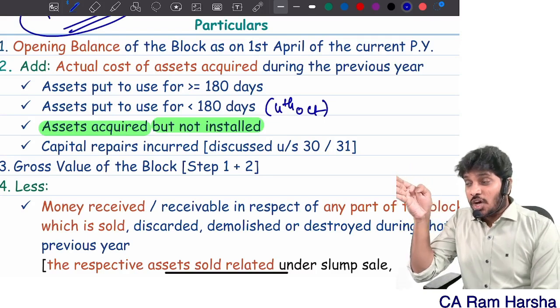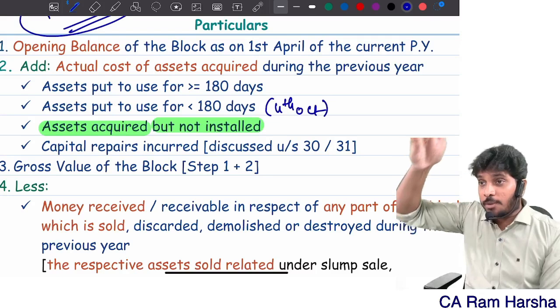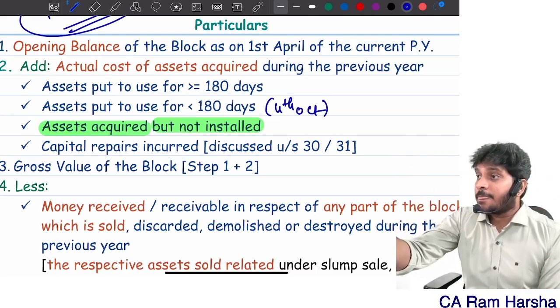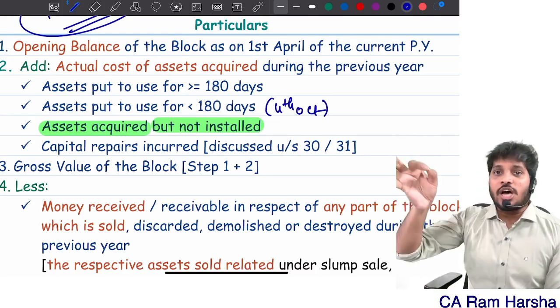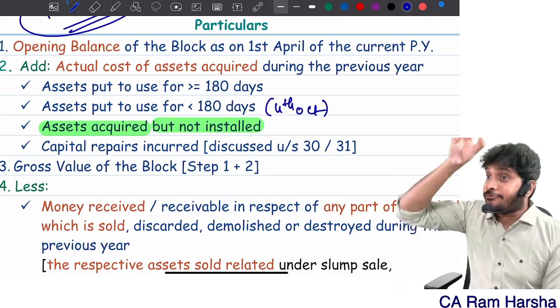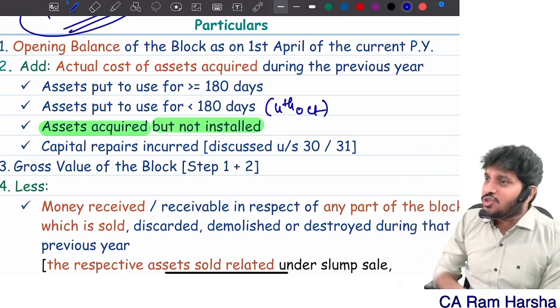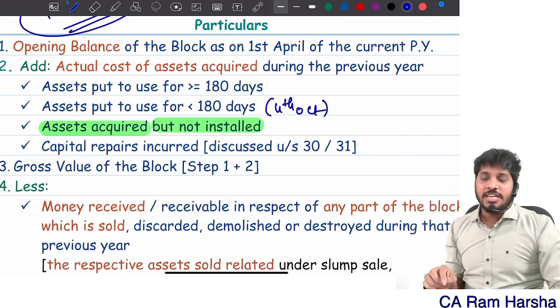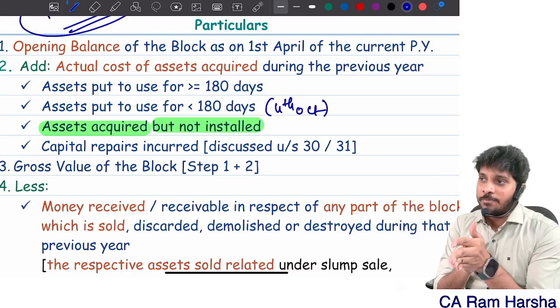If I install before 4th October, on 3rd October or before 3rd October, the machinery is used for minimum 180 days. That's the logic. If I install the machinery on October 4th onwards, obviously for that year that machine is used for less than 180 days. That machinery is used for less than how many days? 180 days, if I install it on 4th October.